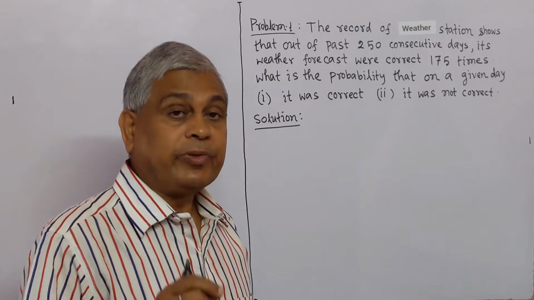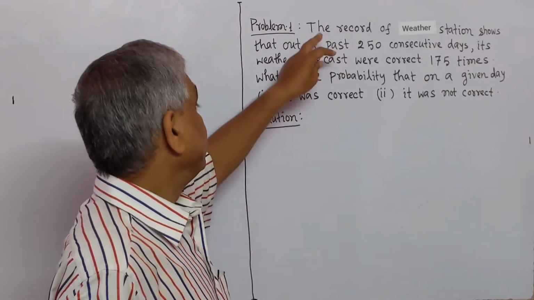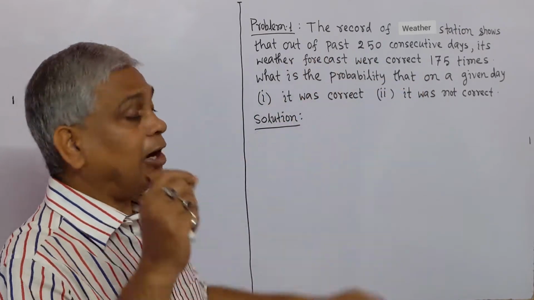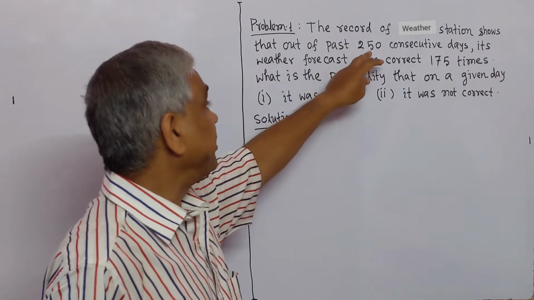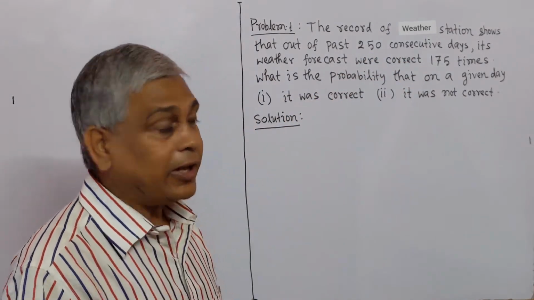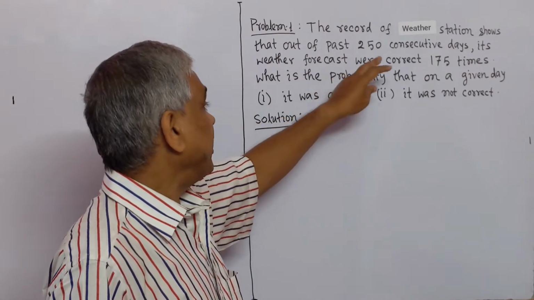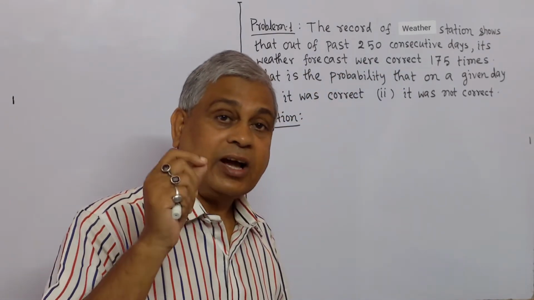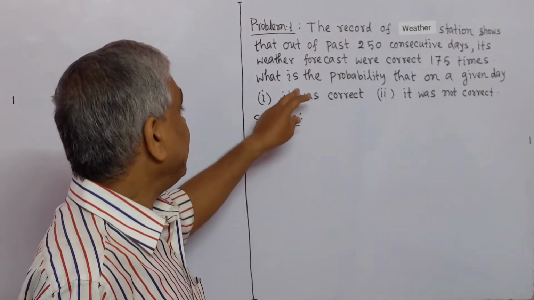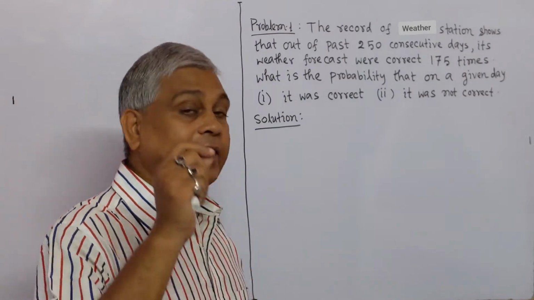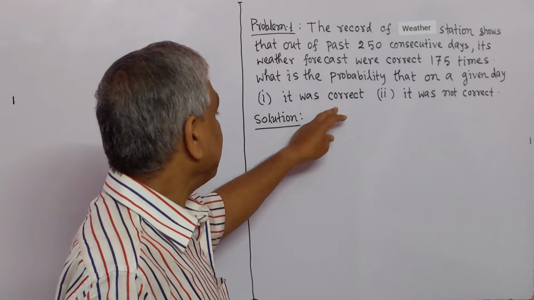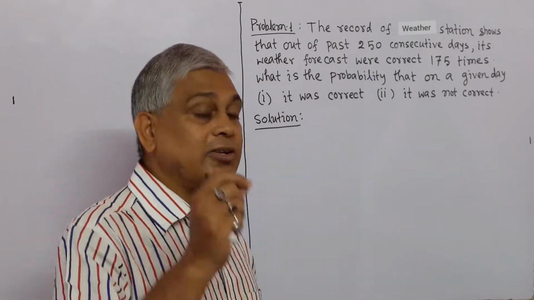The problem is that the record of a weather station shows that out of the past 250 consecutive days, its weather forecasts were correct 175 times. What is the probability that on a given day, number 1, it was correct, number 2, it was not correct?